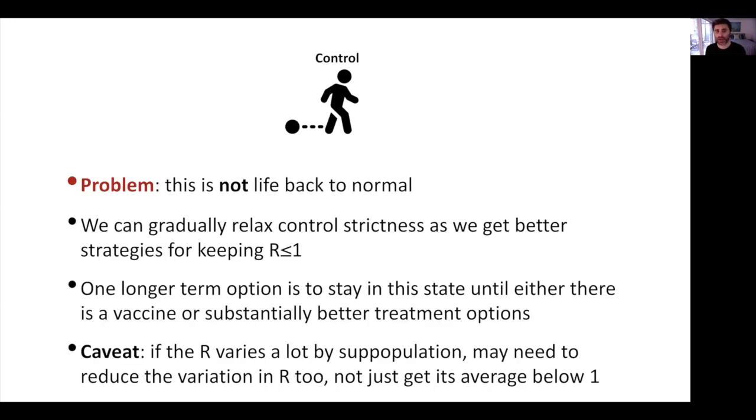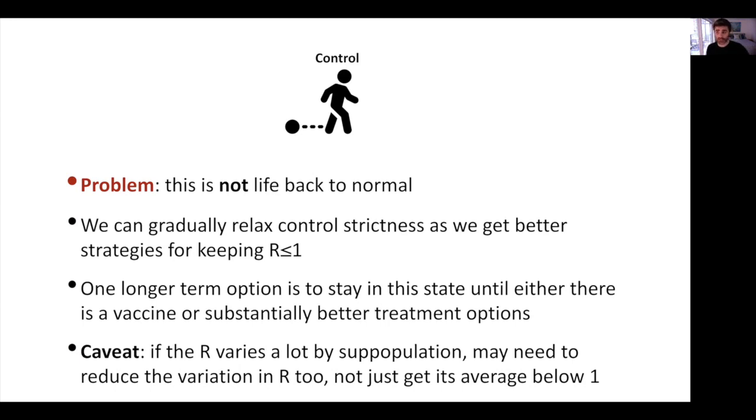Okay, the problem with the control strategy, fundamentally, is that it's not life back to normal. It's life back to normal insofar as we can keep R less than or equal to 1, but the problem is we don't really know how open we can make things and keep R less than or equal to 1. So we can gradually relax the strictness of the control as we get better and better strategies for keeping R less than or equal to 1. But we may still be doing significant damage to the economy, we may still be significantly limiting people's freedom, and the better we get the control strategy, the more we can open up, the less we do those things.